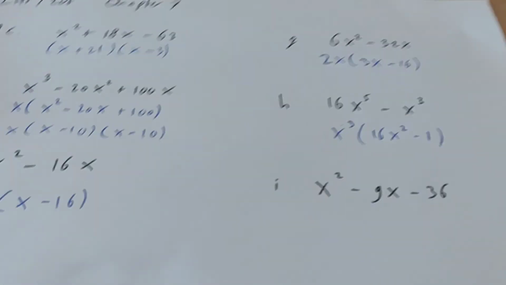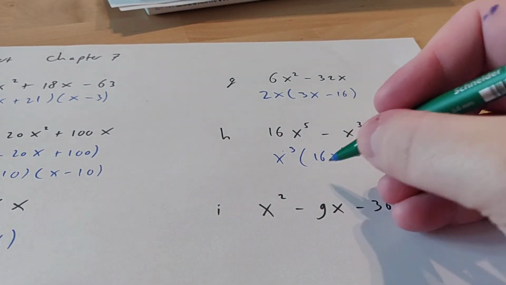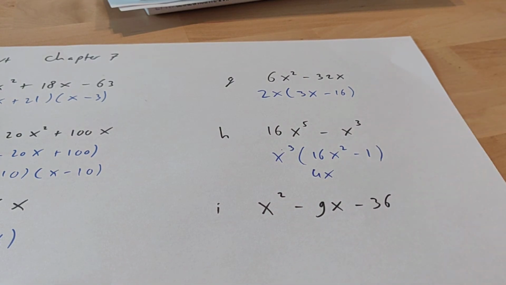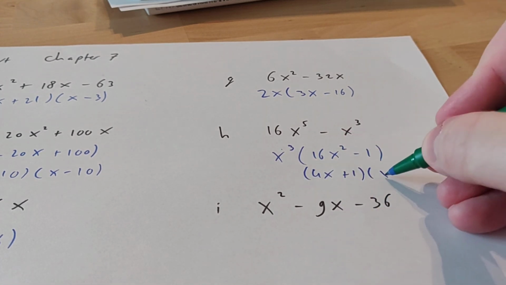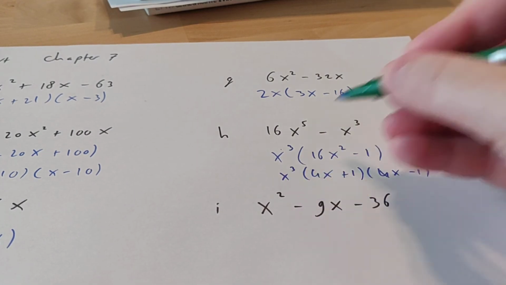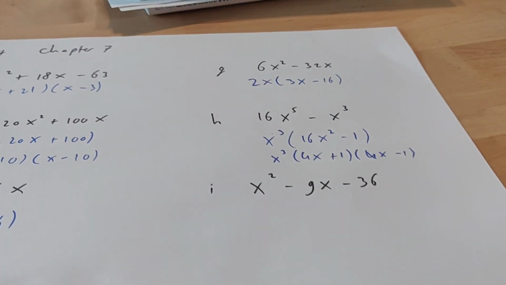So here we have a 16x squared. If you take the square root of that, you get 4x, because 4x times 4x is 16x squared. The square root of 1 is just 1, so we're going to do 4x plus 1 and 4x minus 1, and in front of it we have x to the power of 3. So this is how you solve 16h.